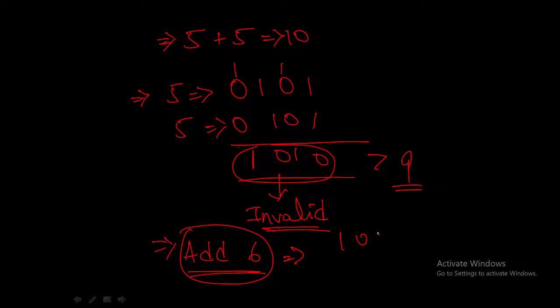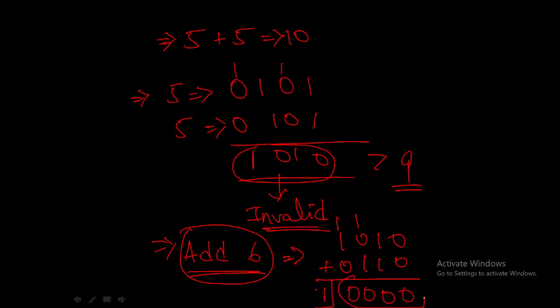So 1 0 1 0 plus 0 1 1 0. The final result will be 0 1 1 0 1 1 1 0 1. The carry will be discarded, and it will be sent to the next group. So this is how we are going to make the final result into a valid BCD code. Okay, so this is the process of BCD addition.